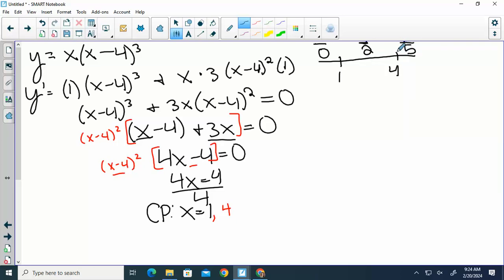So even though 4 was listed as a critical point, did the increasing, decreasing change there? Oh, no, it didn't. So it wouldn't matter. Okay. Do you want to do the same thing here?